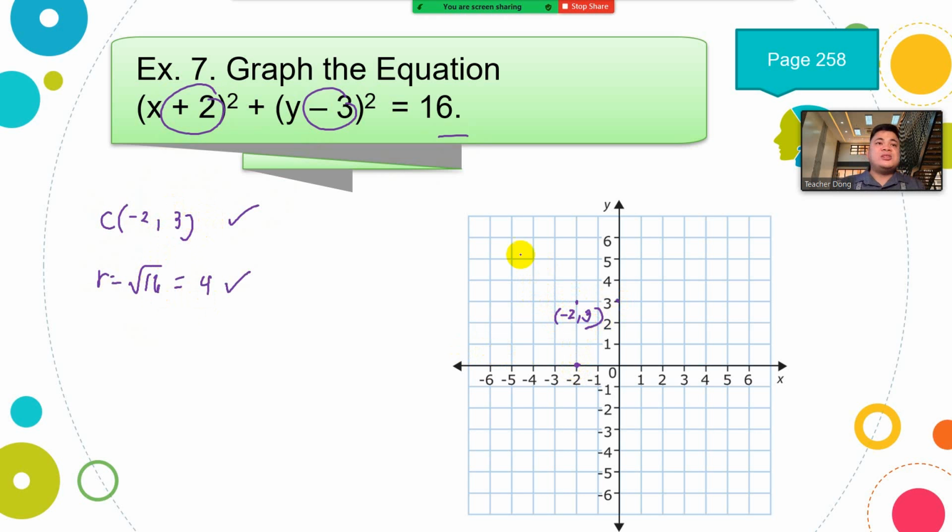Now, how are we going to form the circle? Get the radius, which is 4. Just remember that the radius is from the center up to any point of the circle. From the center, up, count 4 units: 1, 2, 3, 4. And then right, count 4 units from the center: 1, 2, 3, 4. And then down, count 4 units from the center: 1, 2, 3, 4. And then left, count 4 units from the center: 1, 2, 3, 4. Okay, so we can now form the circle.